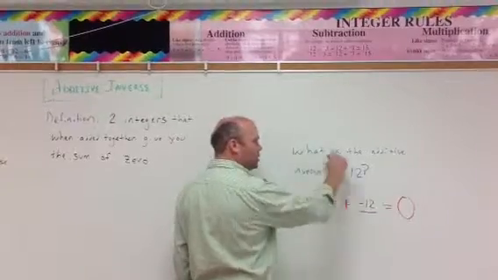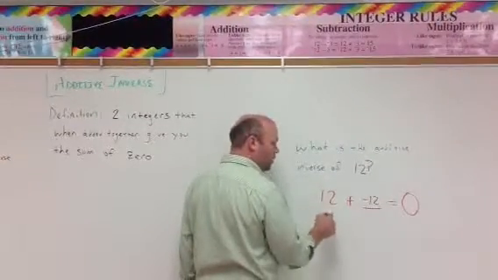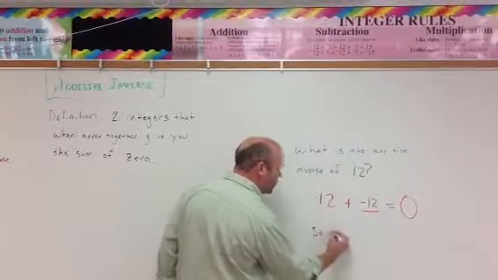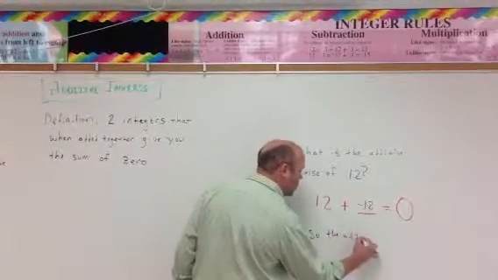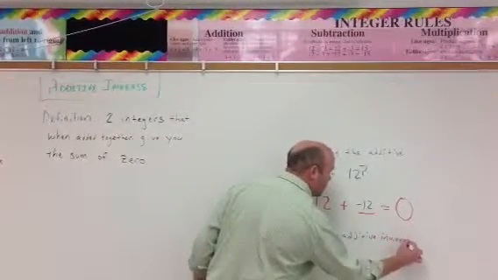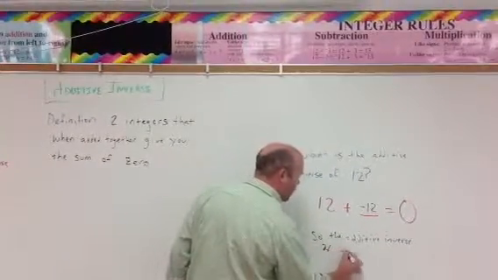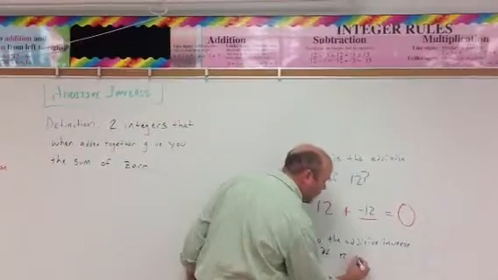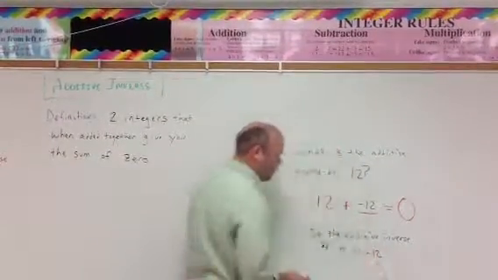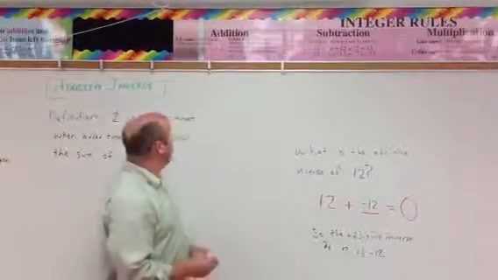So to answer this question, what is the additive inverse of 12? 12 plus -12 equals 0. So the additive inverse of 12 is -12. And that's our conclusion of additive inverse.